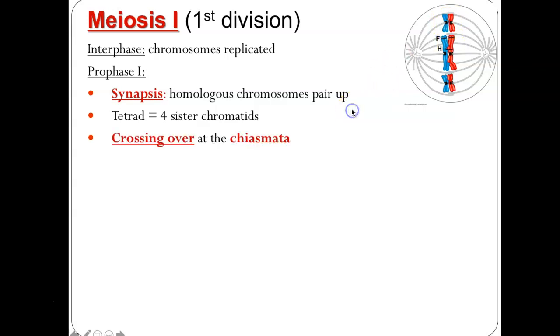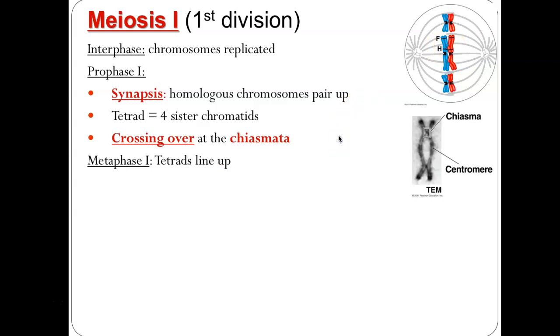Okay? Crossing over occurs, which means this does not happen during mitosis, only in meiosis, which means these homologous chromosomes are going to start exchanging pieces. That's called crossing over, and it occurs at the chiasmata. The chiasmata is just the breaking point on the chromosome where they switch places. And that's what it looks like. Chiasma, chiasmata, same thing. All right.